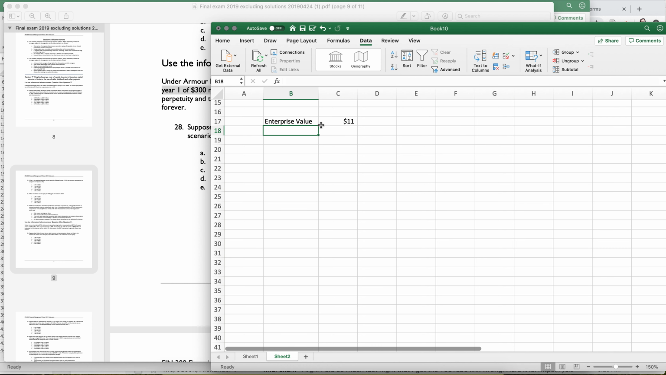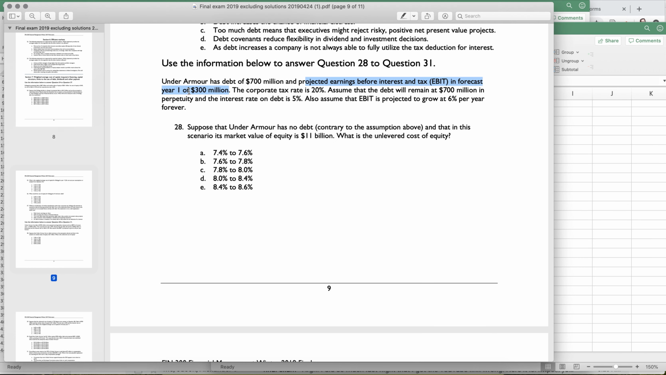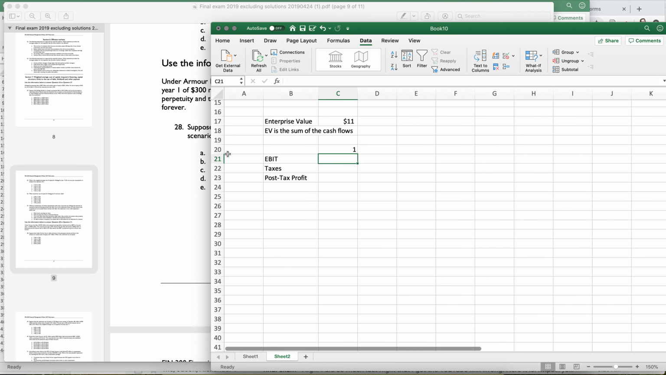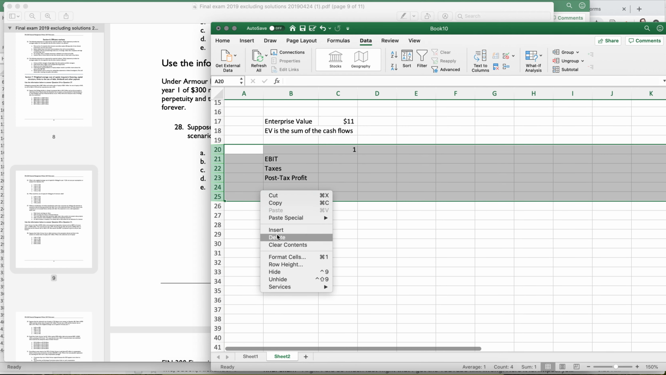The enterprise value is going to be the sum of all the cash flows. EV is the sum of the cash flows. And if that's the case, then what we can do is take the year one EBIT, figure out what we pay in taxes, get our post-tax profit, and then get some NPV for the company. So we're going to have a year one EBIT of 300 million, and it is going to grow at 6% per year. So let me insert a couple lines here.